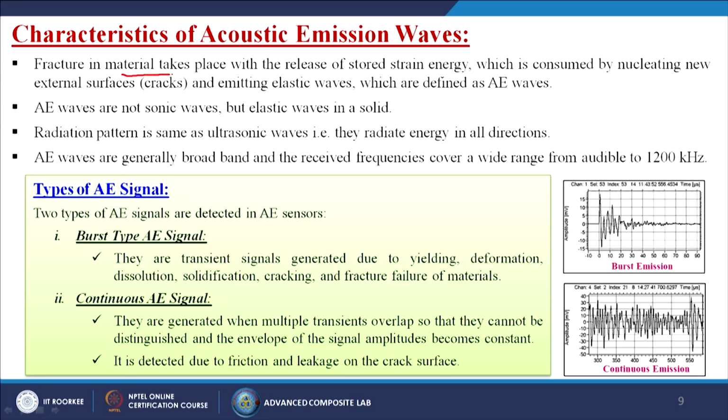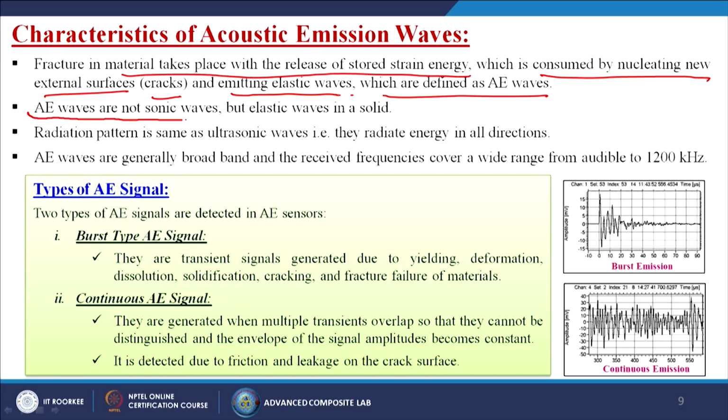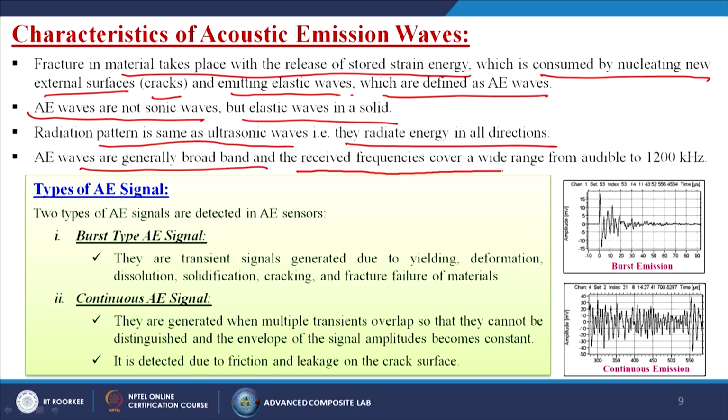Now, characteristics of the acoustic emission waves. Fracture in material takes place with the release of stored strain energy, which is consumed by nucleating new external surfaces, cracks, and emitting elastic waves, which are defined as AE waves. AE waves are not sonic waves, but elastic waves in a solid. The radiation pattern is the same as ultrasonic waves; they radiate energy in all directions. AE waves are generally broadband and the received frequencies cover a wide range from audible to 1200 kilohertz.